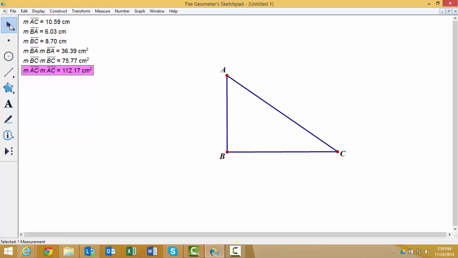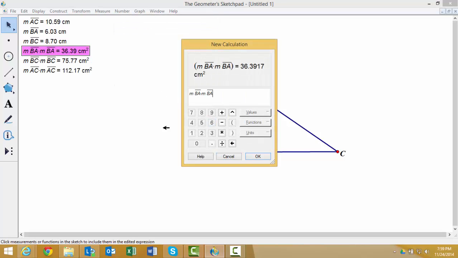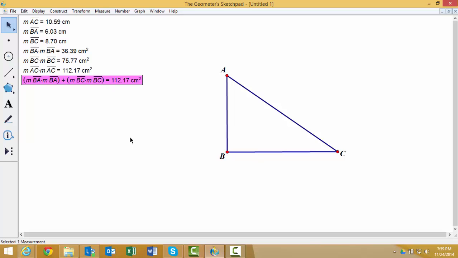Okay, now I'm going to add these two, AB squared plus BC squared. To do that, I just go to Number, Calculate, take that, then plus, take that, equals. Now you see that this is BA squared plus BC squared, that's 112.17, and then AC squared, the hypotenuse squared. So you already see that the hypotenuse squared, AC squared, is equal to BA squared plus BC squared. You see that in this case, right?